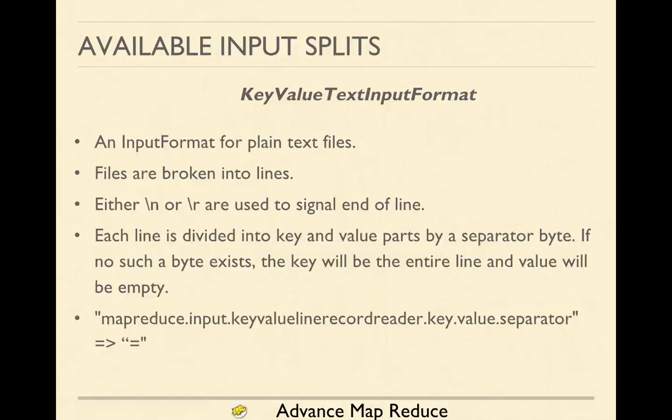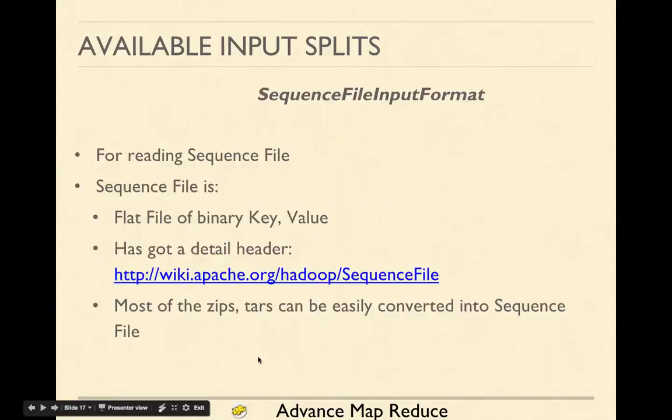Sometimes your data is in key value form, so you can use key value text input format. By default, the key and value are separated by an equal sign, and one key value pair is separated from another by a new line. You can change this by setting a particular variable in the conf object, the way we had shown.